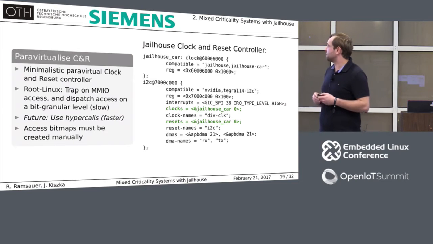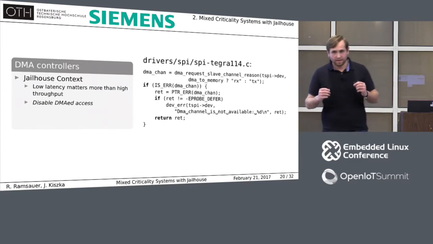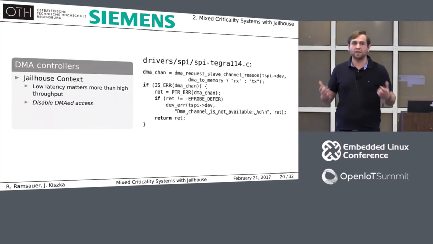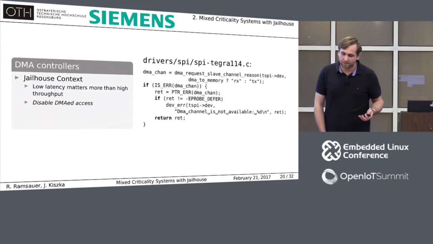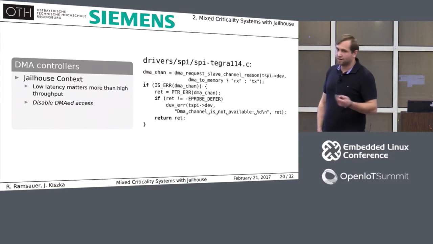Yeah, so now we have the clocks and resets defined in our cell. Then there's one thing missing, the DMA controllers. And again, in the context of real-time systems where latency usually matters more than high throughput, we just do not need DMA. So our idea was, okay, let's simply not provide the DMA channels and try to get rid of them. But the point is here again, the drivers make the assumption that the DMA channel is available even if they do not use it. So we would have to patch the driver, and we didn't want to patch the driver. So fortunately, on this platform, we were able to exclusively assign the DMA controller to our critical cell, because there was no other device that was using the DMA controller in the uncritical path.